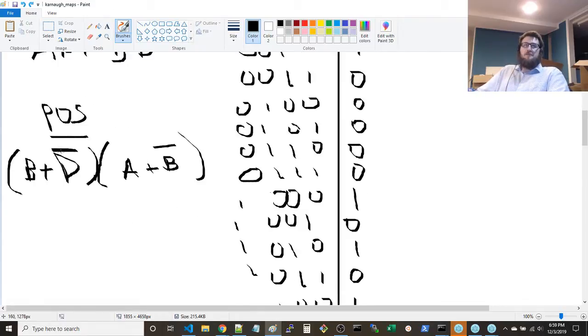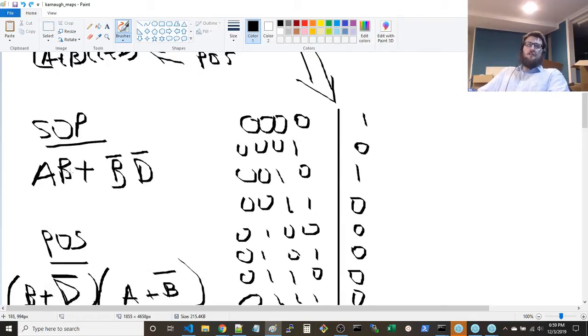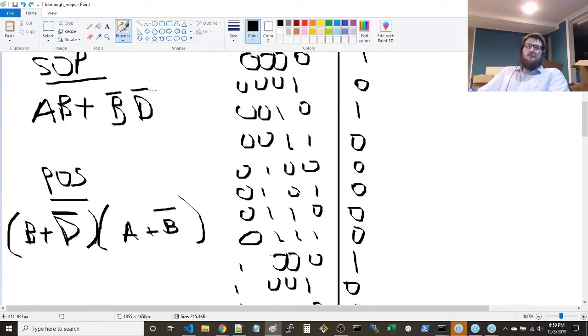I guess this would use one inversion, two inversions, 2 OR gates, and then 1 AND gate at the end. And then this would use also 2 inversions, and 2 AND gates, and then 1 OR gate, right? So this I actually think would probably use less.